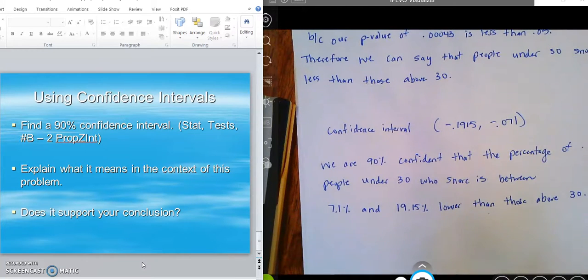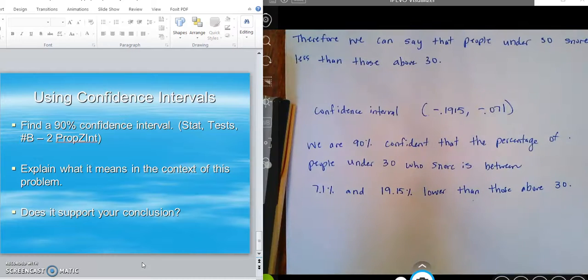Okay. So it says, does this support my conclusion? Well, my conclusion and my p-value said yes, that people under 30 snore less. Here I am saying yes. My confidence interval says that people under 30 snore 7 to 19% less than those above 30. So yes, these two do go together. So that is, I think, all of them. Yep. So like I said, you need to know how to do both p-value and confidence interval for these.